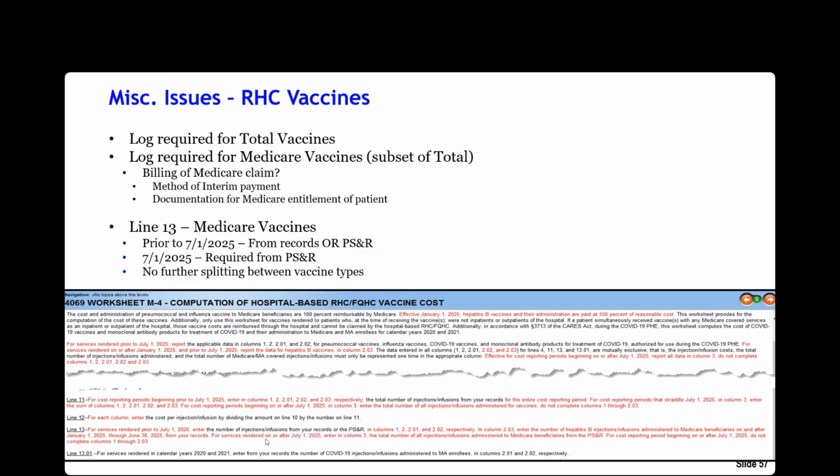Where does it say it? It says enter the Medicare injections from the PSNR. It no longer gives that possibility of using your records. So it's pretty clear now it must be billed on or after 7/1/25. I know there's some confusion or ambiguity because the MedLearn Matters article didn't seem to have a very stringent requirement that you must bill. This cost reporting instruction policy does. It says from the PSNR. The other thing is that you no longer have to separate it out. You can just report the total of all the vaccine types. You don't have to separate it out between those earlier columns.